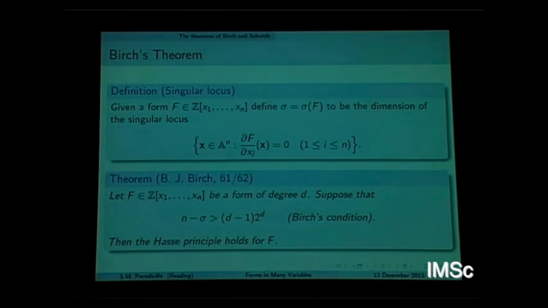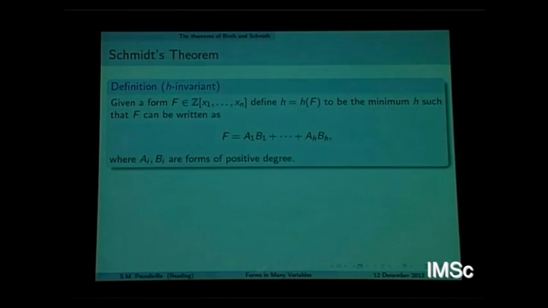But there's one more theorem of this generality, and that's due to Wolfgang Schmidt. We had this dimension of the singular locus, sigma, which is an invariant of your form. But you can have a different type of invariant, the so-called h invariant, and that's the minimum h such that you can decompose your form into a sum of h products, where each factor of the product has degree strictly less than the original form.